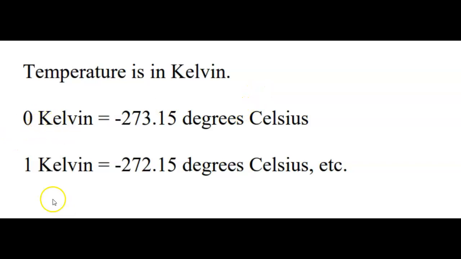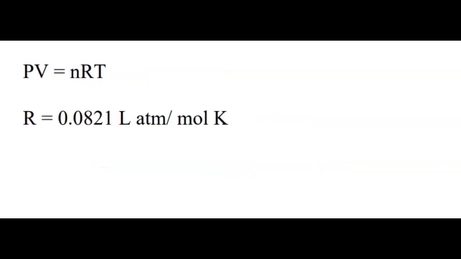And then from there, Kelvin degrees are the same size as a Celsius degree. So 1 Kelvin is just negative 272.15 degrees Celsius, etc. So you're going to be able to figure out how many Kelvin you have very easily from the degrees Celsius. You might have to do a little thinking, obviously, but it's not too hard to do.